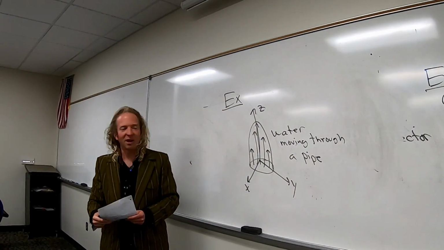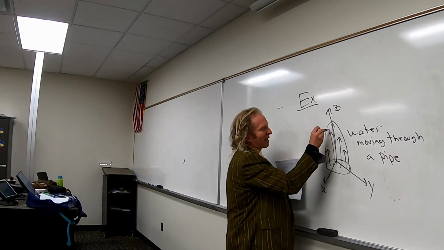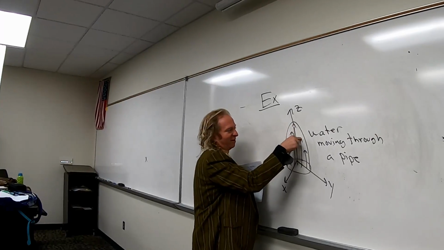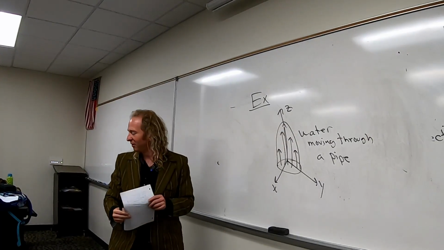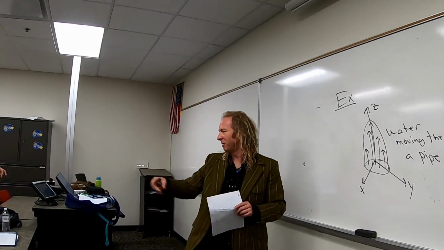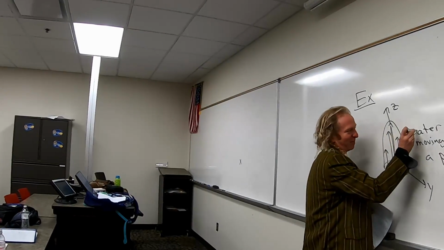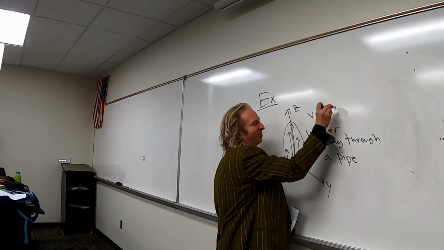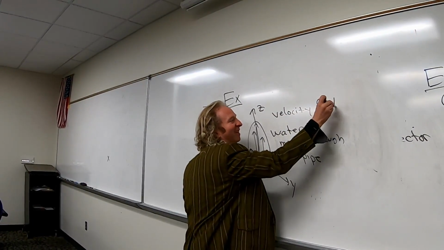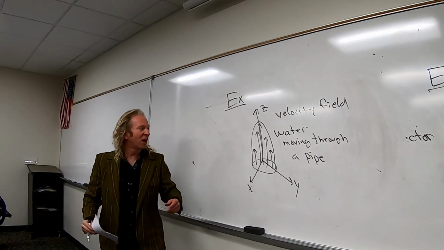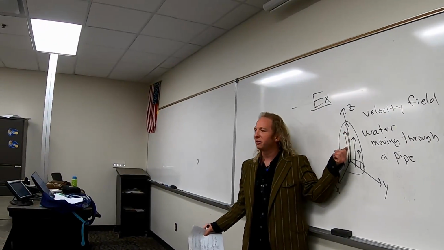Yeah, I know. I guess because the endpoints of the vectors are supposed to be here. Right. His is better. Yeah, his is just better. He's just better. So this is the velocity field.